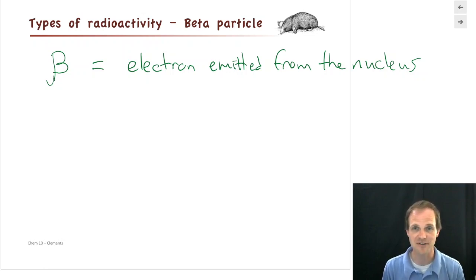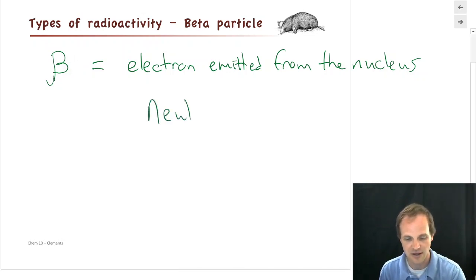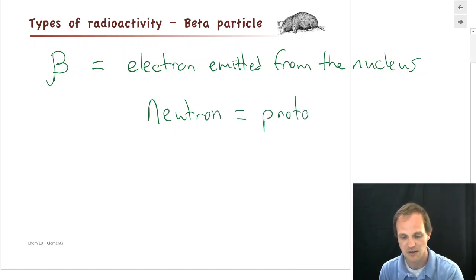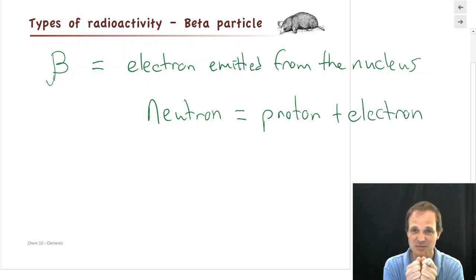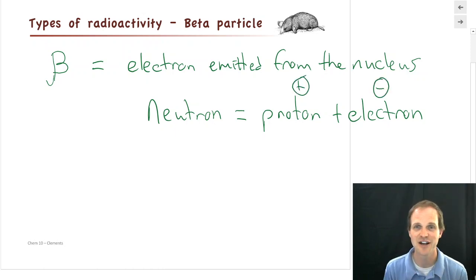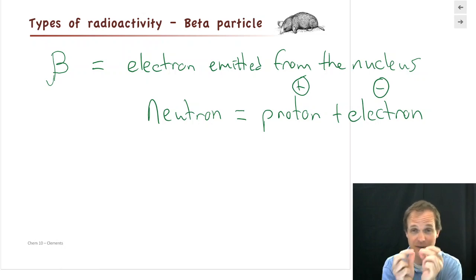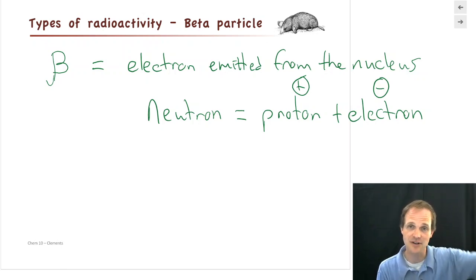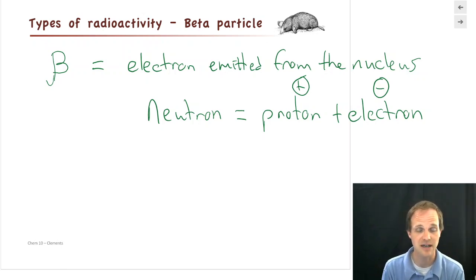Here's the crazy part, folks. They're coming from the neutrons. Because it turns out a neutron isn't just a neutron. It's a proton and an electron squished together. And when you squish them together, the proton is positive, the electron is negative, and when you squish them together just the right way, you get a neutron. Crazy. And what happens is that neutron, we're not even talking about the nucleus breaking apart, we're talking about a neutron breaking apart. It breaks apart into a proton and an electron. That electron flies away and it leaves the proton behind.